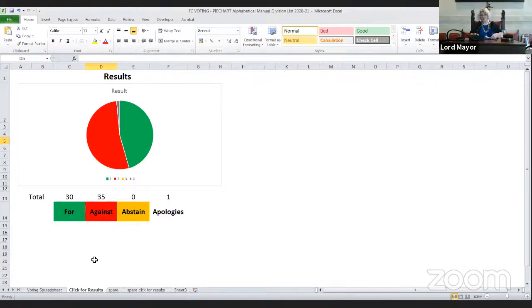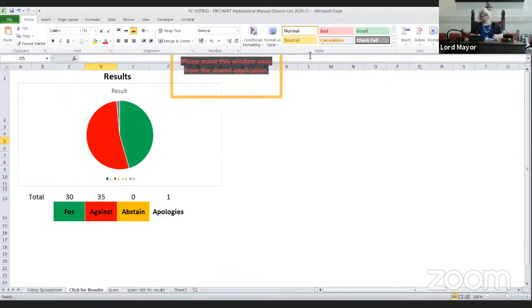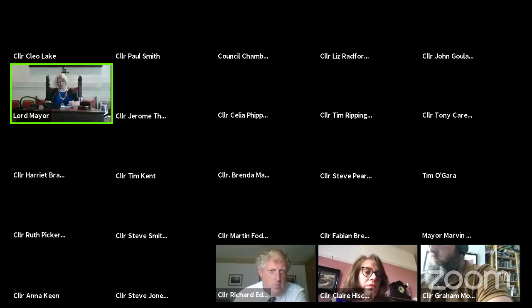Can we all see the screen in front of us? I will read it out just in case people can't. It was 34 for, 35 against, and 0 abstentions. So the amended motion is lost. What I would like to do now is move to the substantive motion, and I would now like to move to the speakers for the substantive motion.